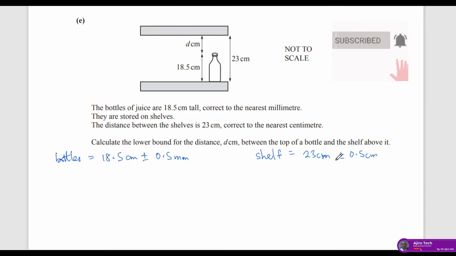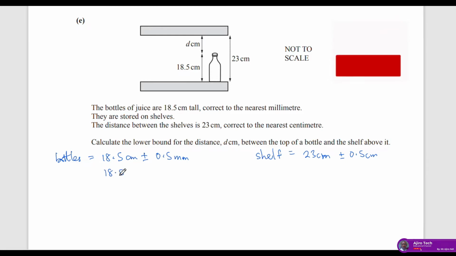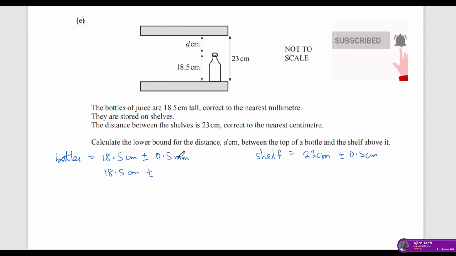Now, this centimeter and centimeter are the same, but these ones are different. I must change this one to centimeter. That is 18.5 cm plus or minus, converting millimeter to centimeter by dividing by 10, 0.05 centimeter.